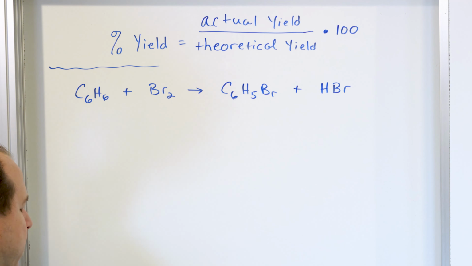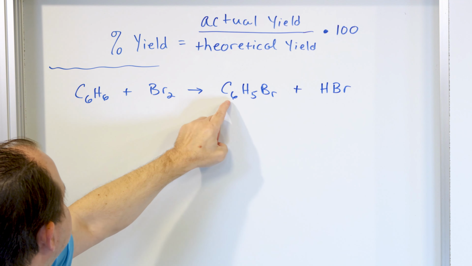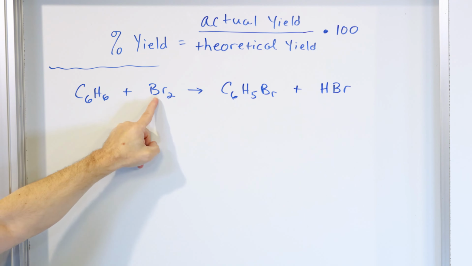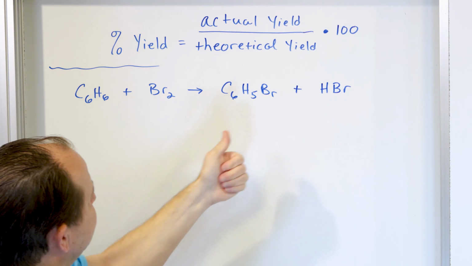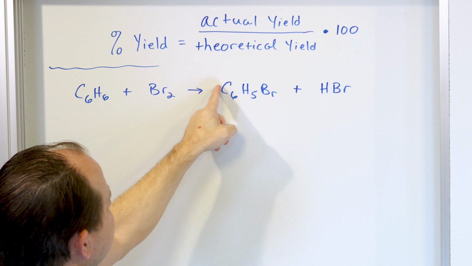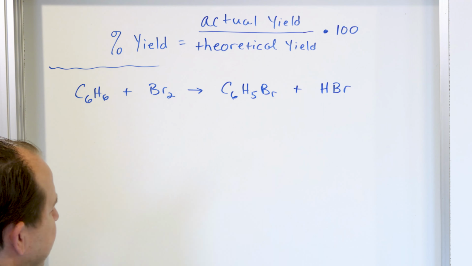Now, first thing we always need to do is determine, is this balanced? 6 carbons, 6 carbons, 6 hydrogens. Here's 5, one more is 6 hydrogens. 2 bromines, there's 1, there's another, 2 bromines. So this is actually already balanced. Every molar coefficient is just a 1, but it's already balanced, that's okay.